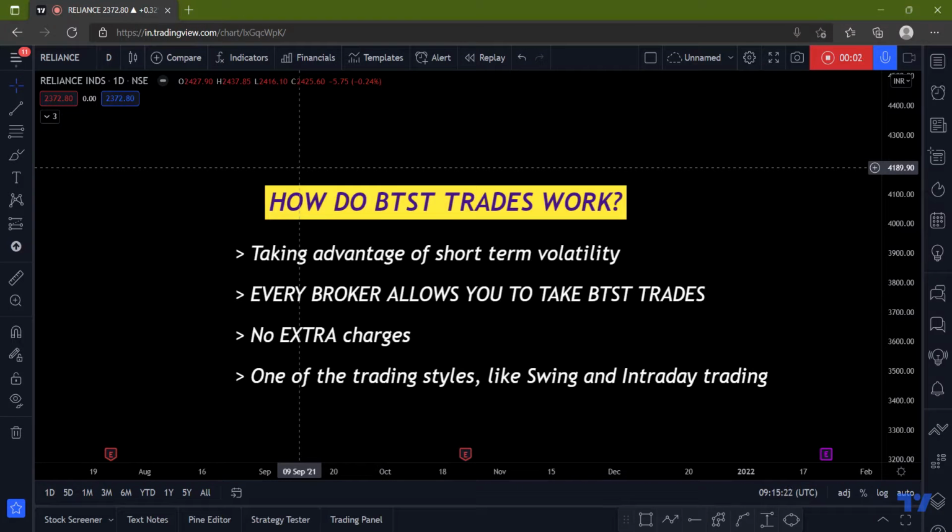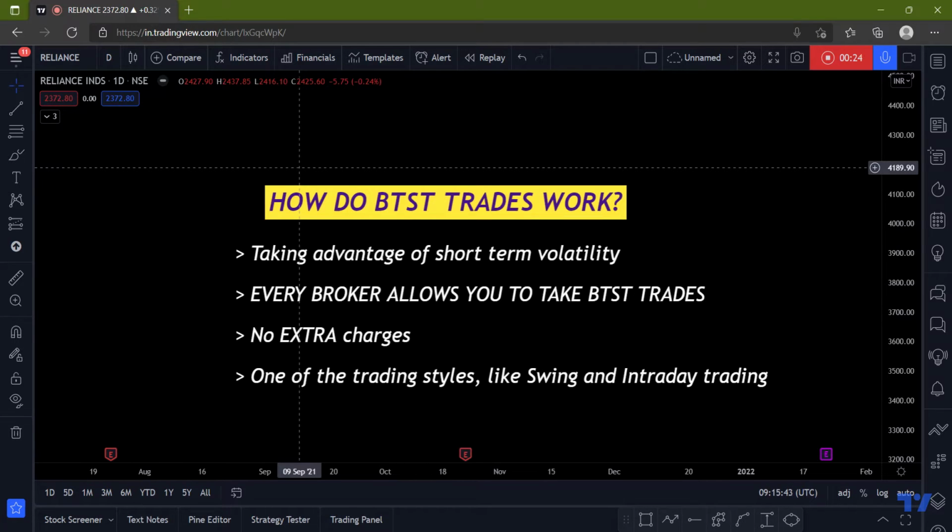Hi. So, are you one of those who are confused as to how to take BTST trades? Don't worry. Today I'm here to clear up all of your doubts. Firstly, BTST trade simply means buy today and sell tomorrow. That is, you simply buy a particular stock today and exit it tomorrow. And why do we do it? I'll come back to that later.